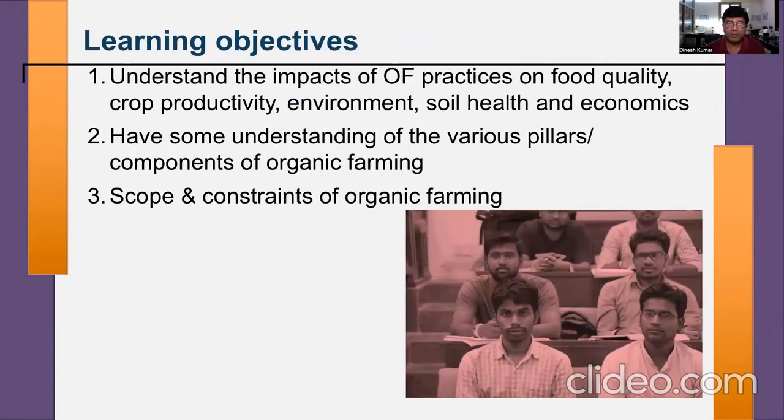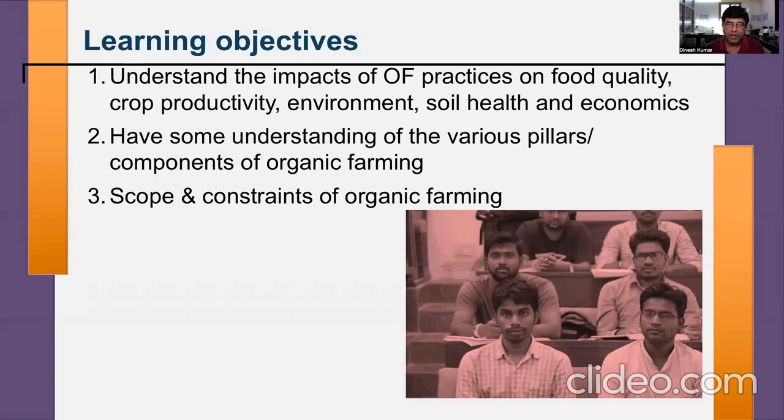So here we are going to learn about the impacts of organic farming practices on food quality, crop productivity, environment or climate, soil health and economics. How organic farming impacts or affects these. You are going to have some understanding of the various pillars or components of organic farming. What are different pillars of organic farming?